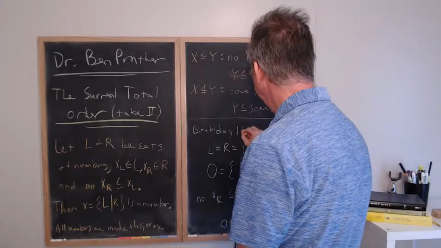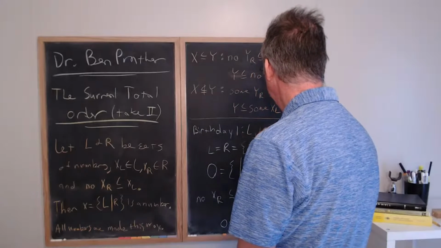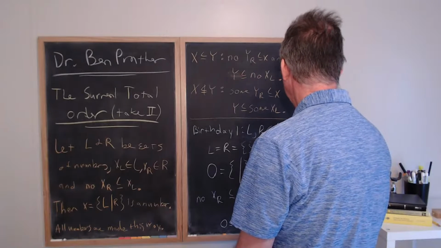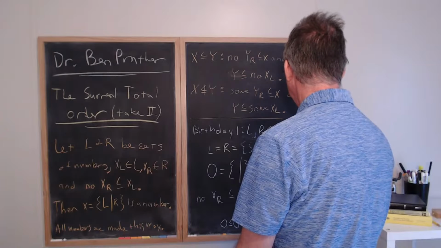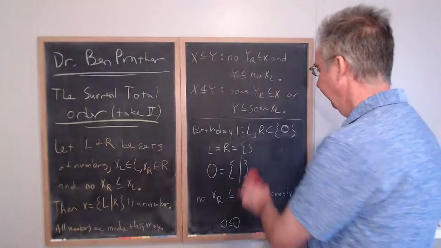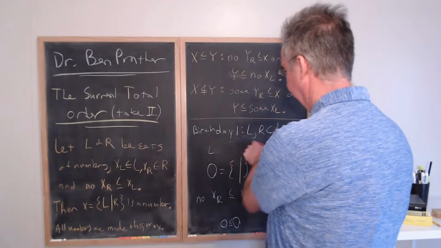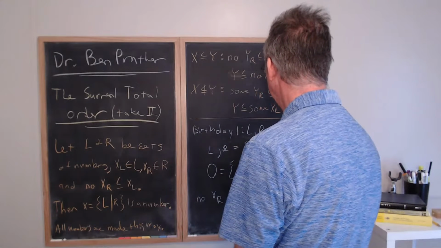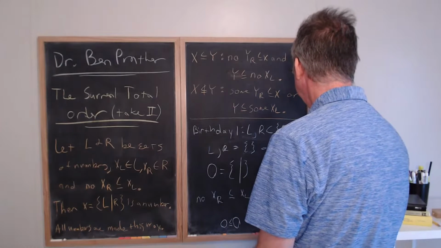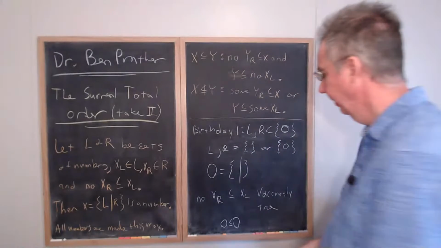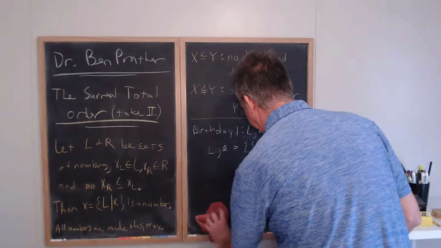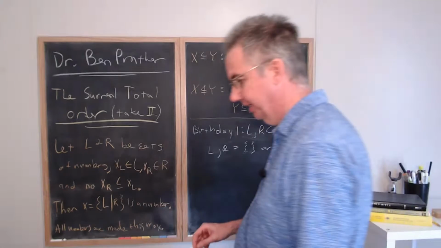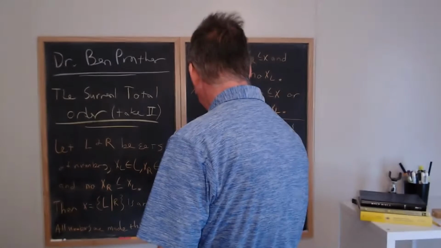With birthday 1, we have L and R are a subset of the set containing 0. So that means that L and R are equal to the empty set or the set containing 0. So this is actually going to allow us to define 4 new symbols. We can now look at, well, we still have this one.